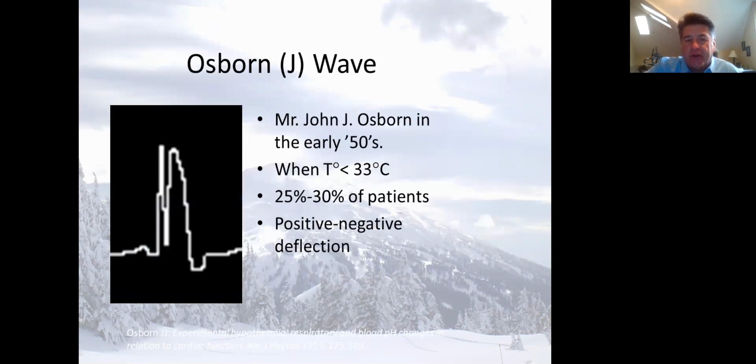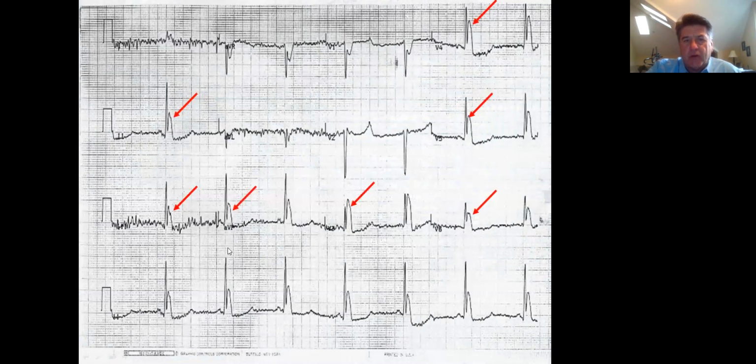This is a good indication of a J wave. It was discovered by Mr. John Osborne in the early 1950s when he had some test subjects who had temperatures less than 33 degrees. He saw this in about 25 to 30% of the patients. And you can see it is a positive-negative deflection. So here's your P wave, you get a Q, R, S, and then you get this weird little up and down with this inverted T wave. This is what they look like on a 12-lead EKG. They're pretty distinctive. Sometimes they'll throw this question at you as a board question.